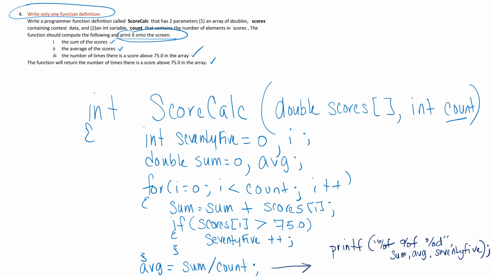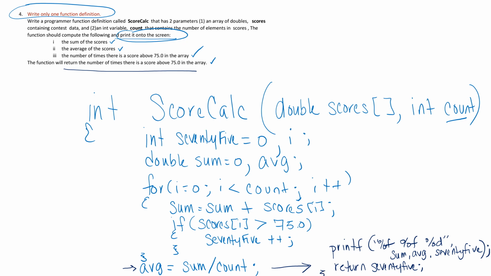It doesn't matter if you have \n or anything like that, but be sure that you calculate the average and you print these things after the loop. So this is the for loop, so you want to make sure you finish the for loop before you print all of that stuff. And then you need to return the number of times, so you're going to return 75. And then you have your ending curly brace for your function.